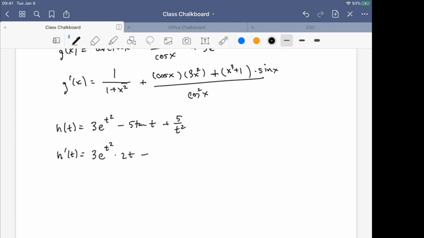Okay. Derivative of tangent is secant squared. And then, like before, how do I have to think of 5 over t squared? I need to think of it as 5t to the minus 2. And so then this would be minus 10t to the minus 3. Or if we simplify here, like so. Okay, good.